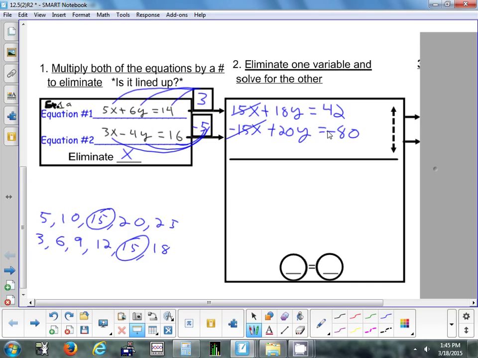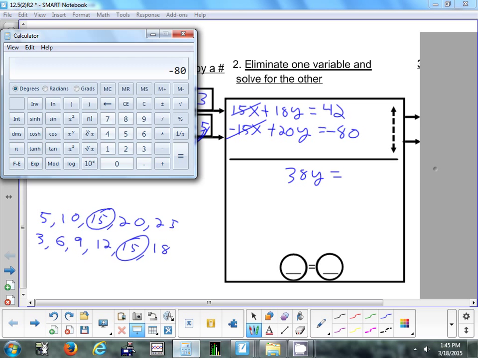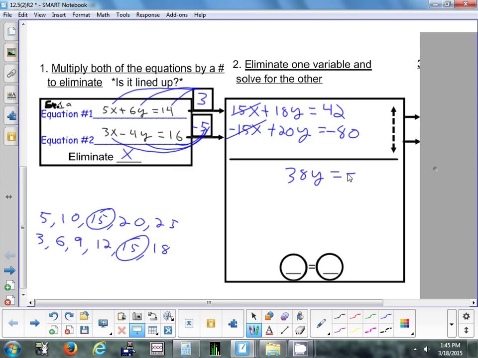Okay. Add these up. 18y plus 20y. Good. 38y. And if you get stuck here, just use your calculator. Okay. 42 minus 80 is -38. Very good. And divide. Tyler's on fire today. What do you get when you divide, Tyler? -1. You're done. Good.